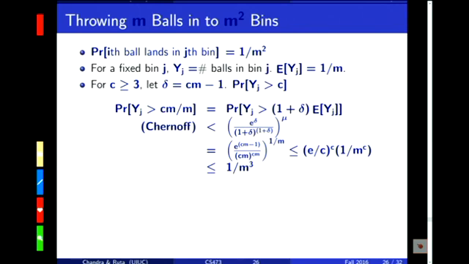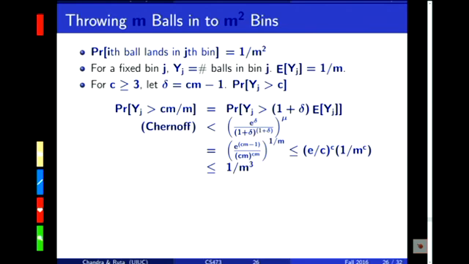Because this value delta can be greater than 1, we have to apply this formula. And when you simplify this, you get that this is at most 1 over m cube. You can go over it on your own, but finally you will get this quantity is at most 1 over m cube. So the probability that any particular bin has more than 3 size is at most 1 over m cube.